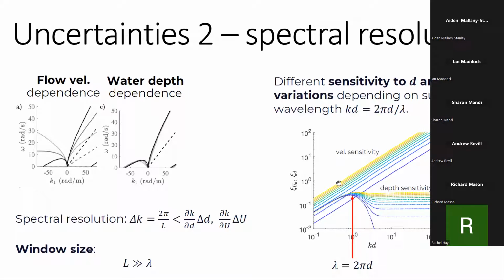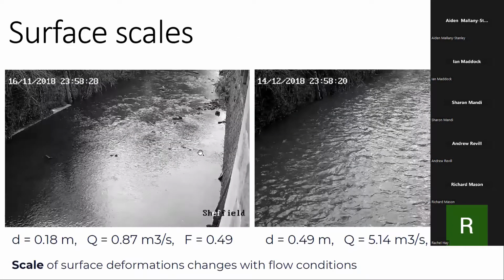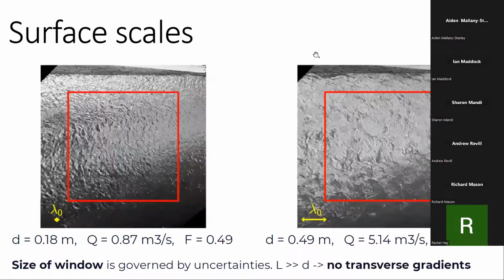But we also need to be able to measure these waves accurately, so we need a window which is bigger than that. The window size has to be bigger than the water depth. Here I'm showing what I mean. These are two images taken from the same river, the river Sheath, at different times, when the discharge was a lot different, 0.87 versus 5 cubic meters per second. We see clearly a strong difference in the behavior, the shape of the water surface and the scales. We can see it in the rectified images as well.